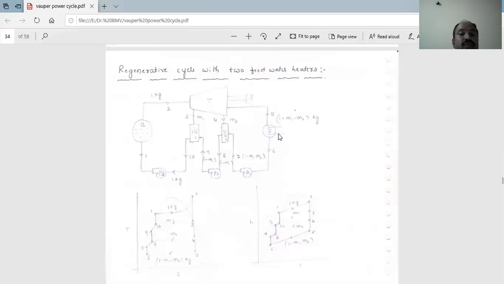Here the condensation process takes place. Then the liquid water, the condensed fluid, 1 minus m1 minus m2, is pumped to heater 2. In heater 2, m2 enters at stage 4. At stage 7, 1 minus m1 minus m2 of condensed steam enters heater 2. Then m2 and m2 cancel. The remaining 1 minus m1 leaves heater 2 at stage 8.